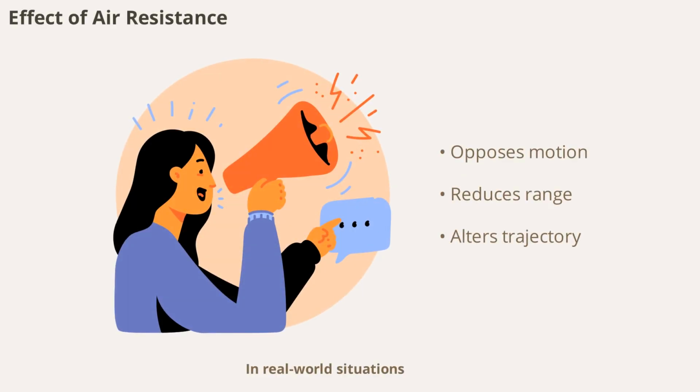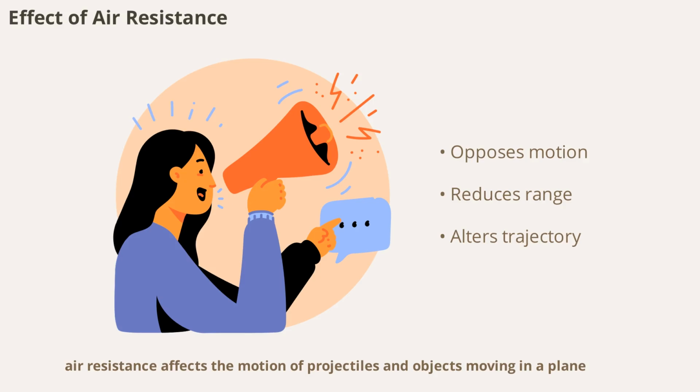In real-world situations, air resistance affects the motion of projectiles and objects moving in a plane. Air resistance opposes the motion, reducing range and altering the trajectory. While basic physics problems often ignore air resistance, understanding its effects is important for accurate predictions in engineering and sports.